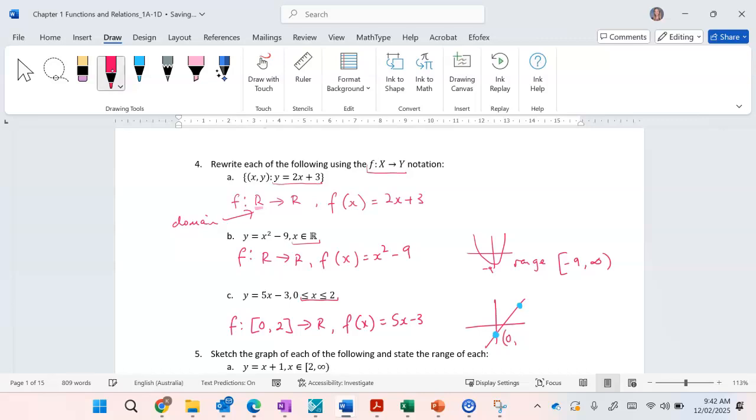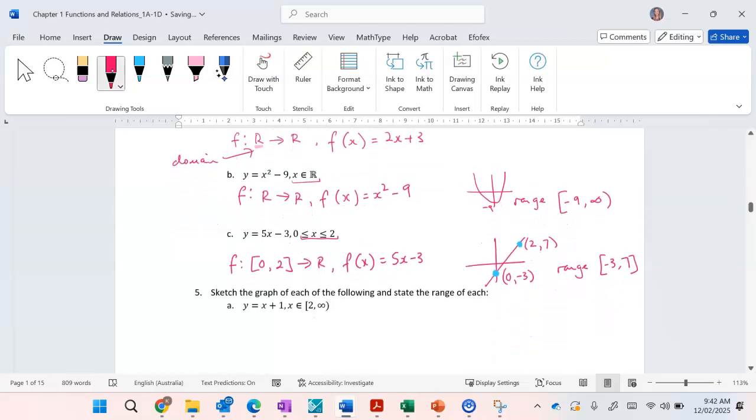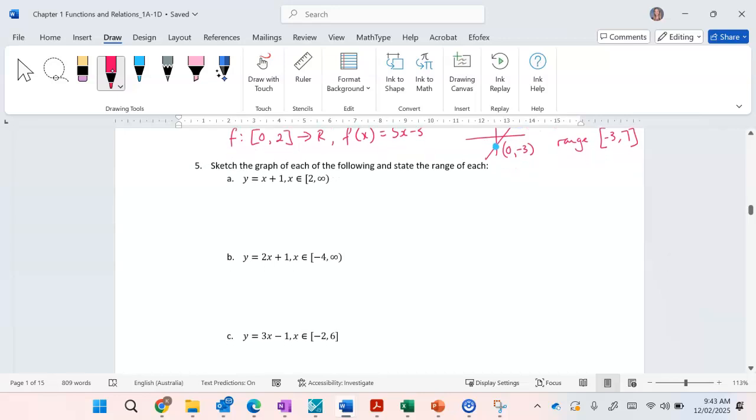So here, x is 0. When I substitute 0 in, I get -3. And for this one, when I substitute 2 in, I get 5 times 2 is 10, so -3 is 7. So my range, and we're including both those values, is going from -3 to 7. A linear graph is easy to do the range for. It's when you do a parabola or another type of graph that you need to also consider the turning point. So we'll do questions like that later on.